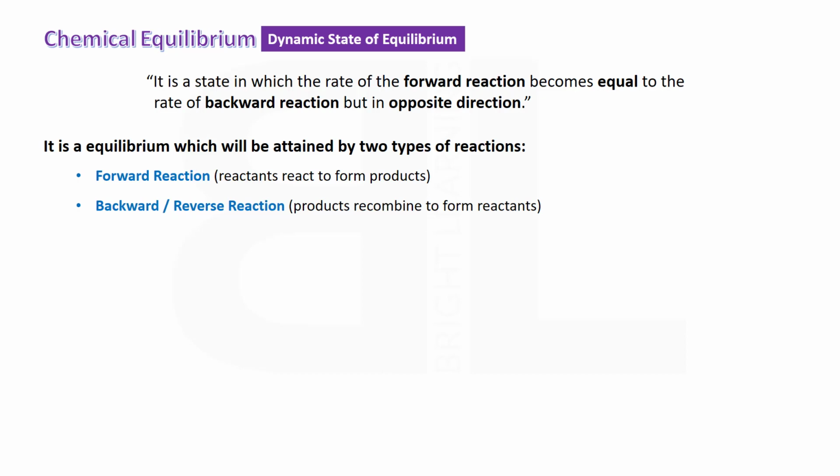Forward reactions are those reactions in which reactants react to form the products, whereas in a backward reaction, products recombine to form the reactants. In order to understand the forward and reverse reaction, let's have an illustration.